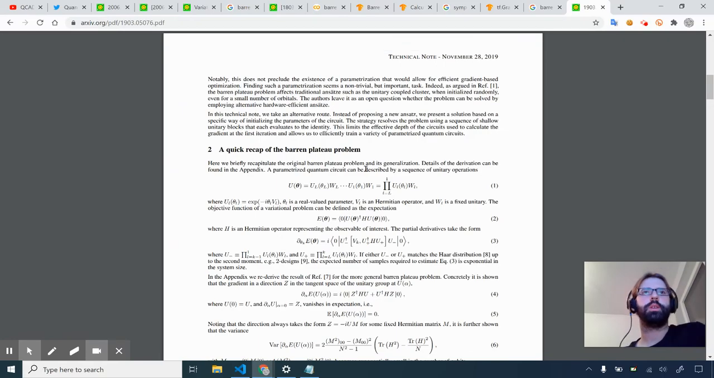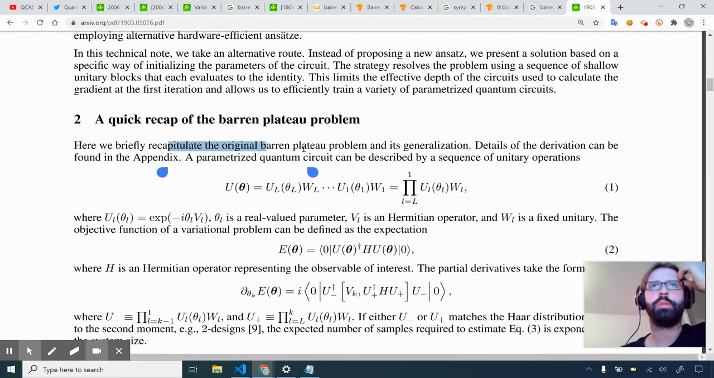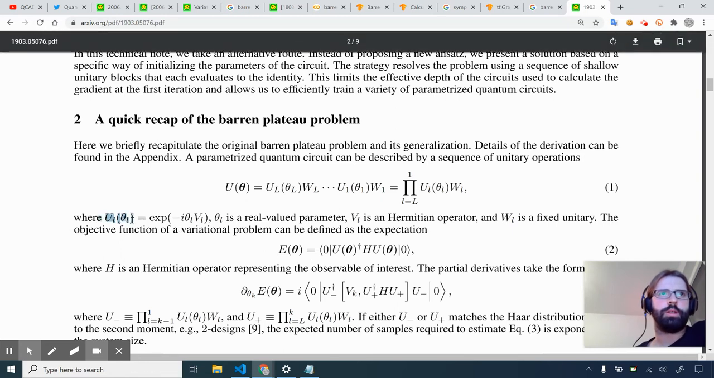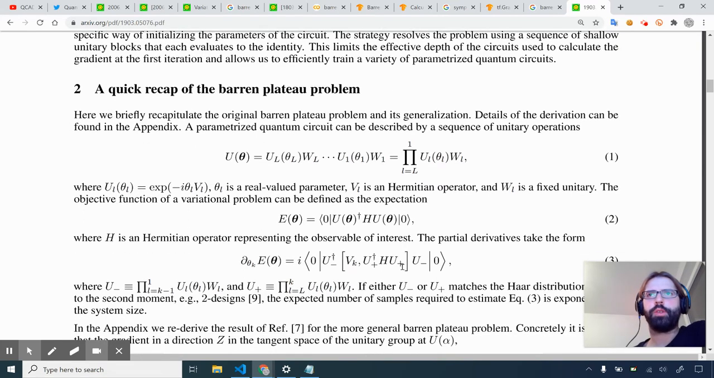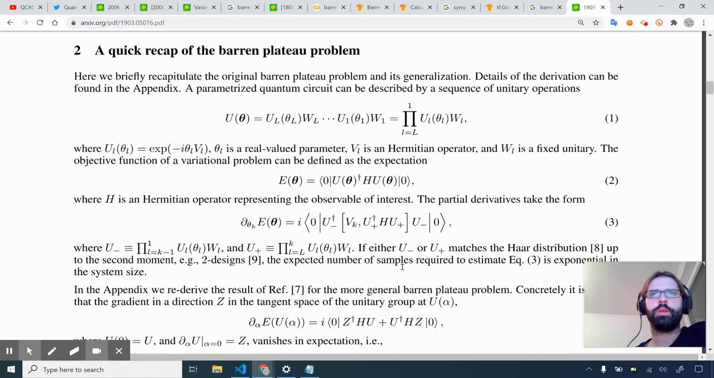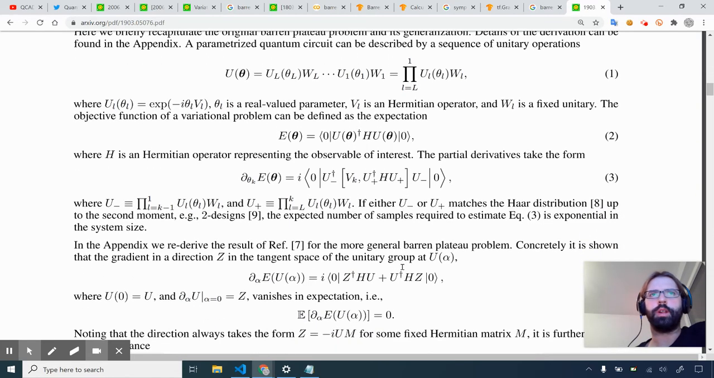Let's take a look. So we recapitulate the original Barren plateau problem and its generalization. Details of the derivation can be found in Appendix A. In the appendix, a parameterized quantum circuit can be described by a sequence of unitary operations, where theta is a real value parameter, a Hermitian operator, and a fixed unitary. The objective function of a variational problem can be defined as the expectation, where H is the Hermitian operator representing the observable of interest. The partial derivatives take the form. Okay, that's out of my current understanding.